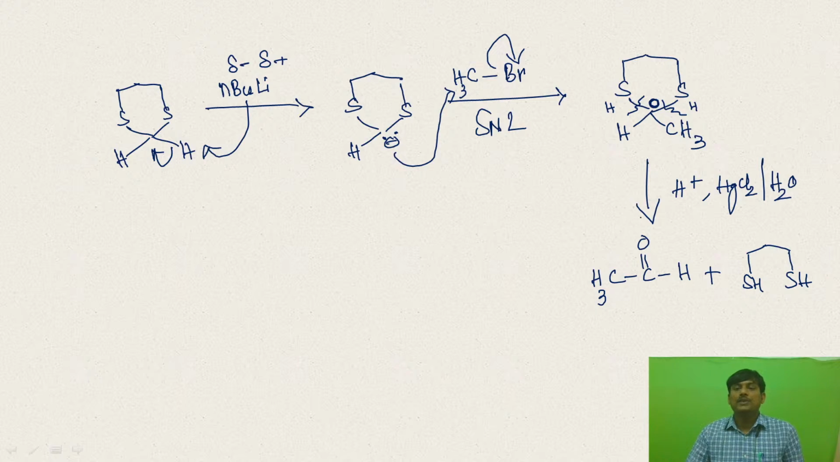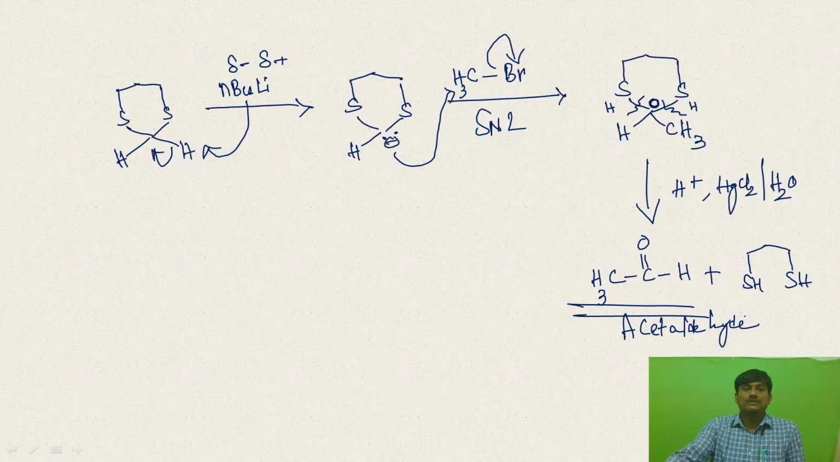So you can prepare acetaldehyde by using 1,3-dithiane by reacting with N-butyl lithium, and after that it is reacted with methyl bromide, and after that acidic hydrolysis in presence of mercury chloride, there is a formation of acetaldehyde. This one is acetaldehyde.